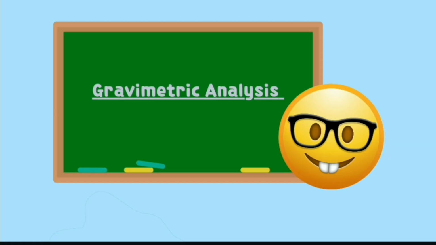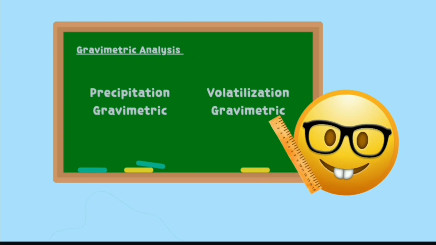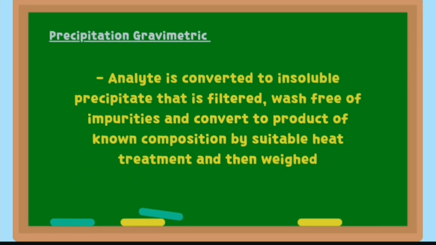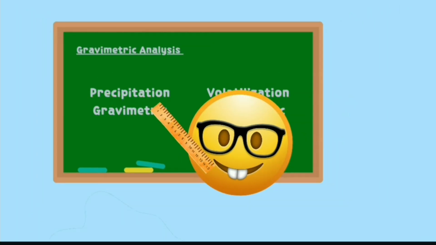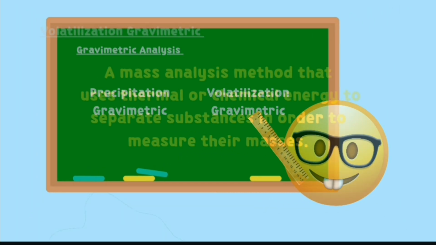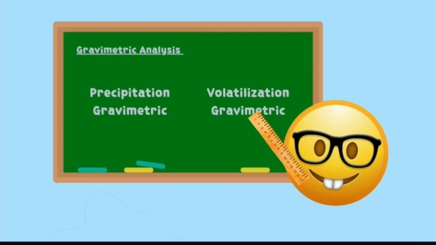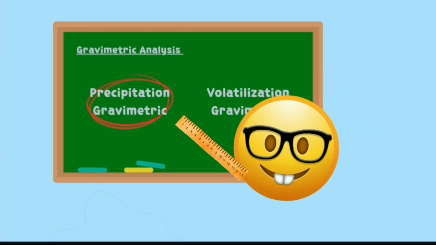There are 4 types of gravimetric analysis, but I'm only going to explain 2 of them to you guys, which are precipitation gravimetric and volatilization gravimetric. Precipitation gravimetric is a method where the analyte is converted to insoluble precipitates that are filtered, washed free of impurities, converted to a product of known composition by suitable heat treatment, and then weighed. Volatilization gravimetric is a method that uses thermal or chemical energy to separate substances in order to measure their masses. In this video, the type of gravimetric analysis that we are going to use is precipitation gravimetric.